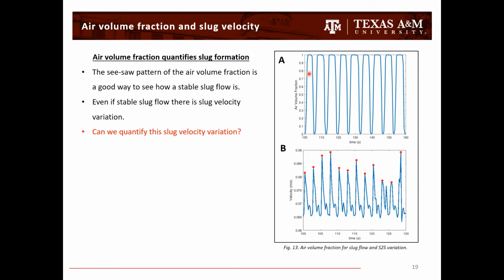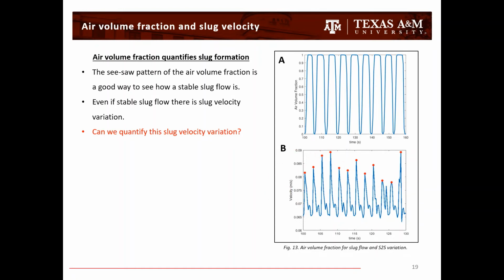Even if this is a very nice stable slug flow, when you plot the velocity of these slugs, you can see that there is a certain variation. And this is what I was talking about when I say slug flow variation. This is the variation, and this is going to affect the crystallization.